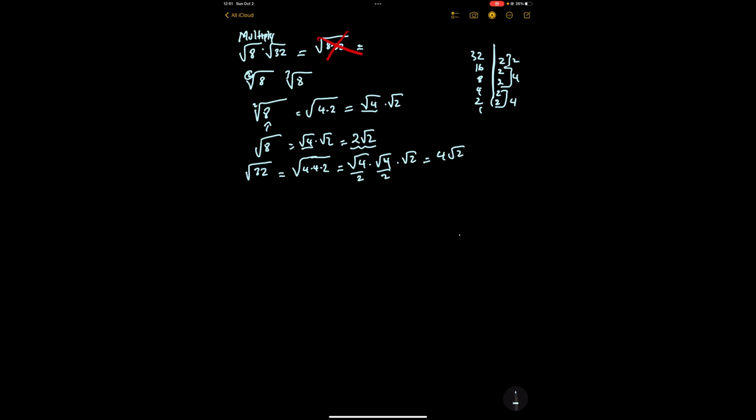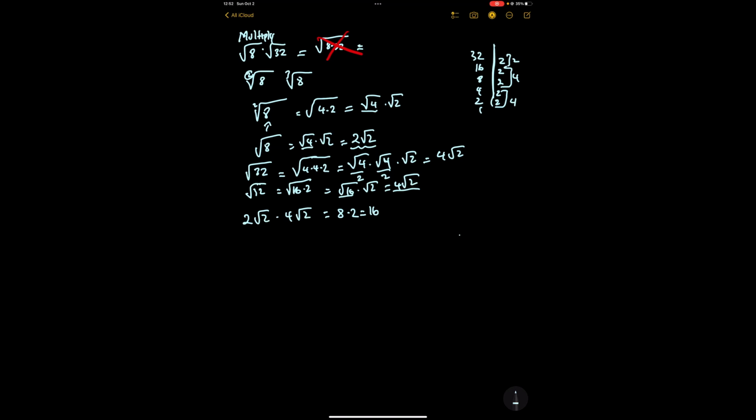Or I could have just said the square root of 32 is basically equal to the square root of 16 times 2. And therefore we would have square root of 16 times square root of 2. And square root of 16 is equal to 4 square root of 2. So now we have 2 square root of 2 times 4 square root of 2. What is 2 times 4? It's equal to 8. And square root of 2 times square root of 2 is equal to 2. So we have the answer equal to 16.